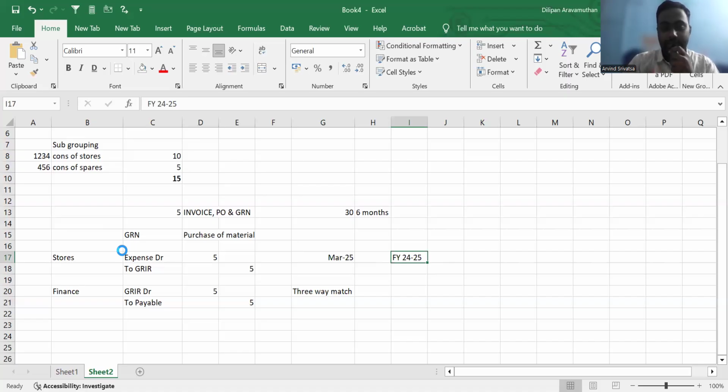So let's say there is a scenario wherein the insurance company bills the management on 2nd April 2025 or 3rd April 2025. The management is telling you, sir, we have received the invoice only on 3rd April 2025, so we have not booked the expense for the financial year 24-25. Is the contention of the management right? No, it is not right.